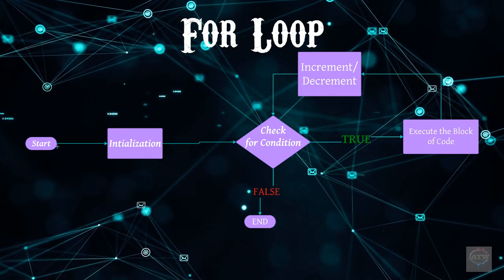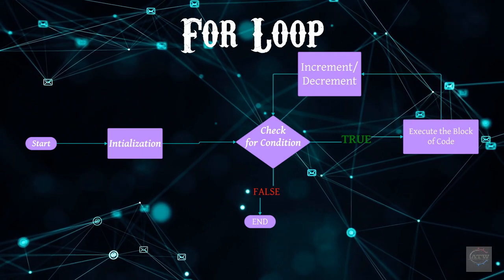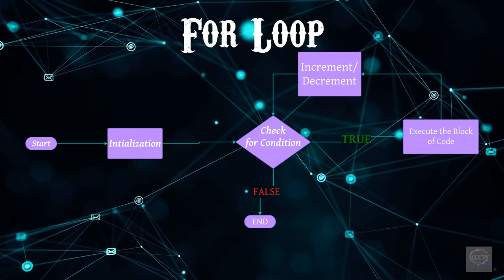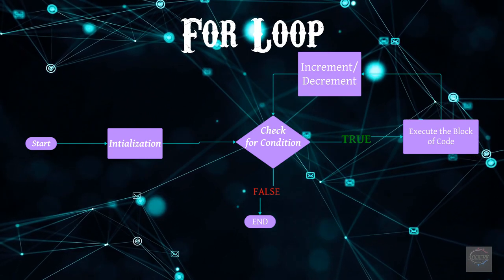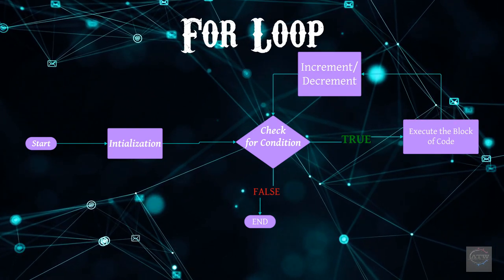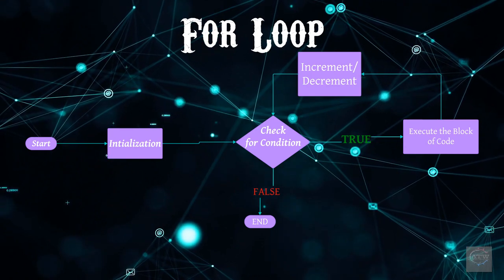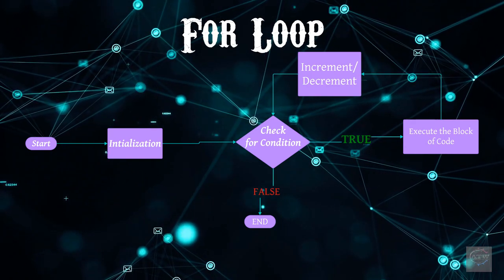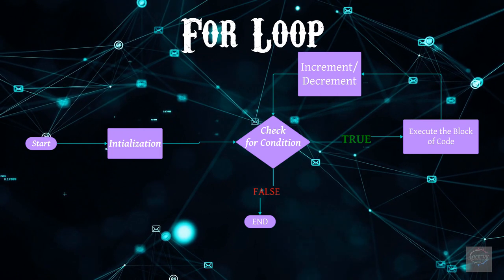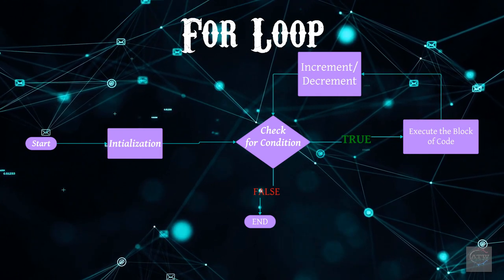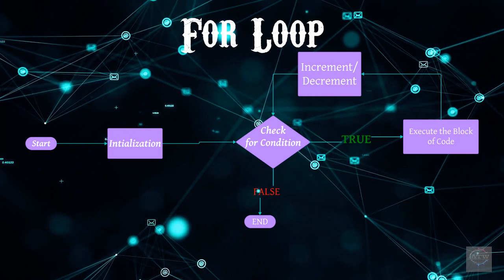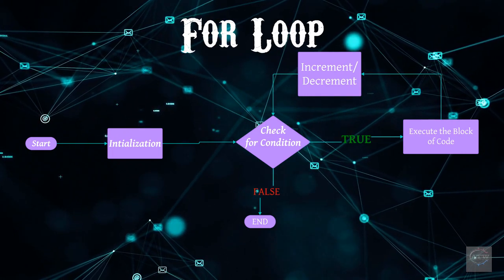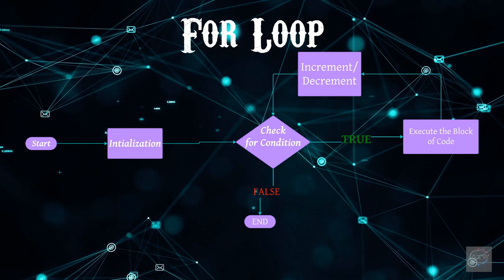It means I will run the loop while i is less than or equal to 15. Currently i is 5. So the checking condition is i less than or equal to 15. It's the condition which we have mentioned in the example, so it will check for that condition. First i will be 5, so it is less than 15, so it goes to true. So it will execute the block of code, because the condition is met.